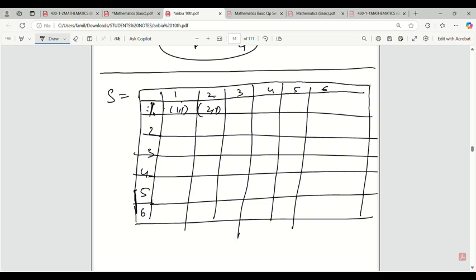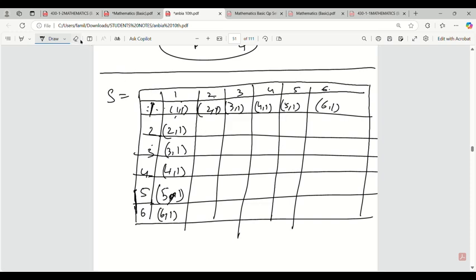Yeah, see, 1 comma 1. Okay, 2 comma 1. 3 comma 1. 4 comma 1. 5 comma 1. 6 comma 1. 2 comma 1. 3 comma 1. 4 comma 1. 5 comma 1. 6 comma 1. Okay.